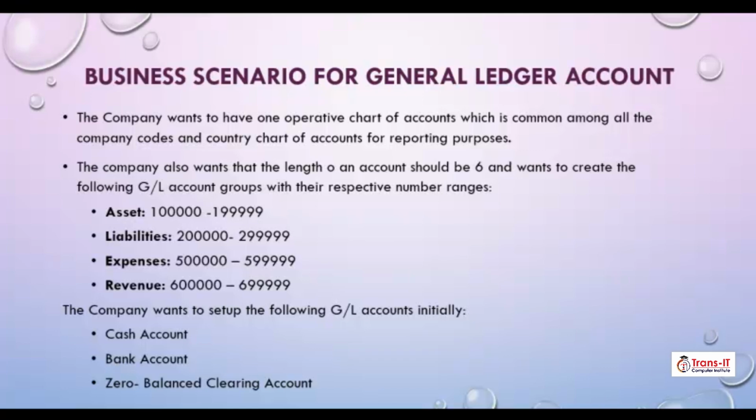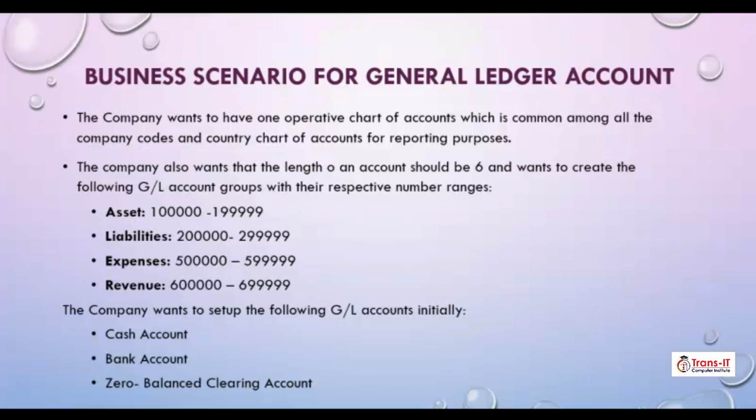The company wants to have one operative chart of accounts which is common among all the company codes and country chart of accounts for reporting purposes. The company also wants the length of an account to be 6 and wants to create the following GL account rules with their respective number ranges.